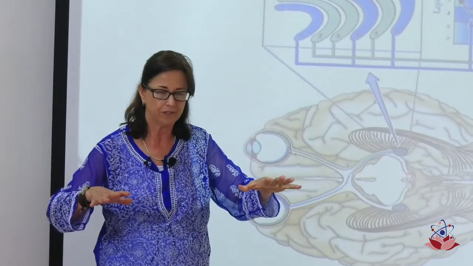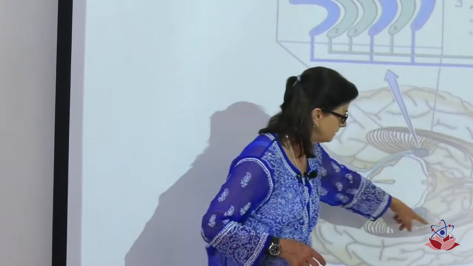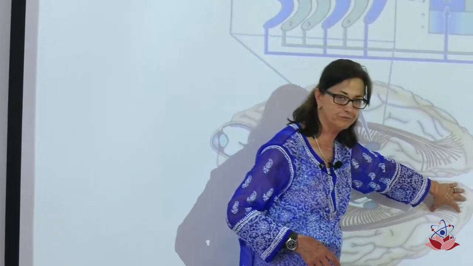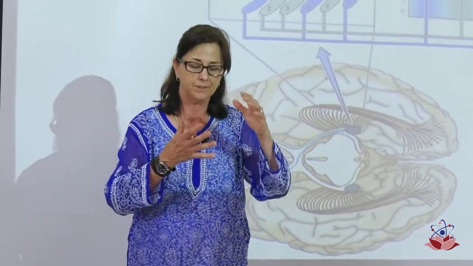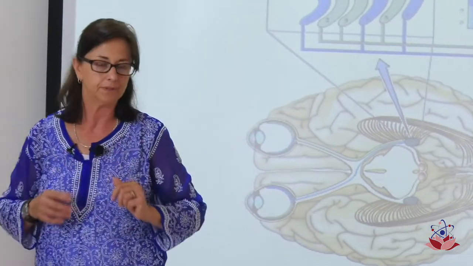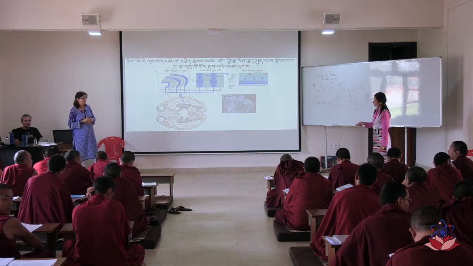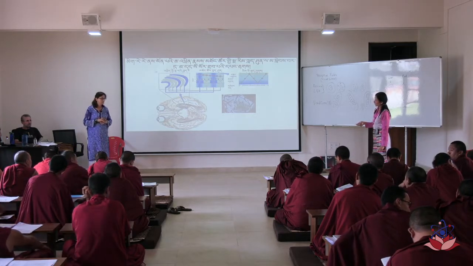Our information is very incomplete. But by the time that information is processed through V1, V2, and V4, now that information is all combined about shape, color, motion, form.